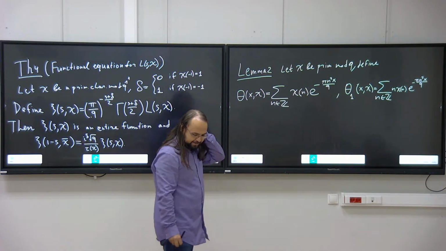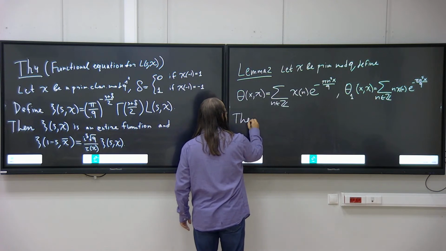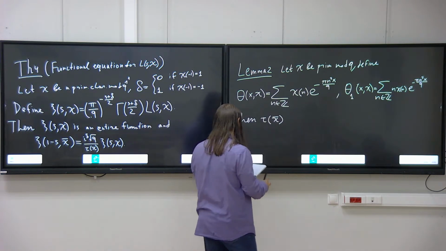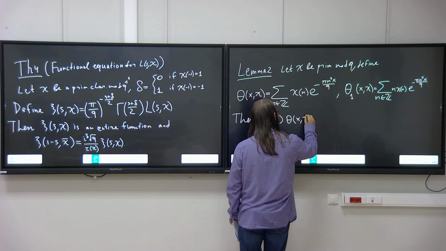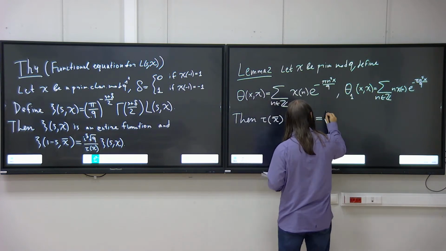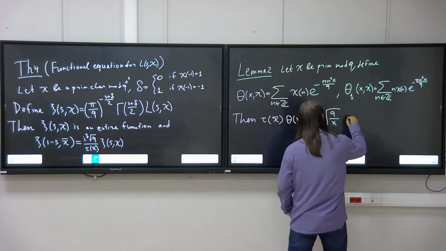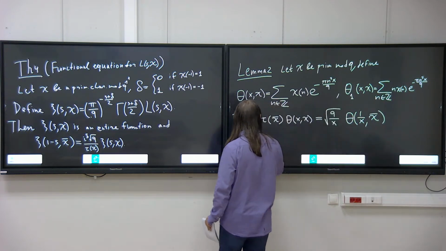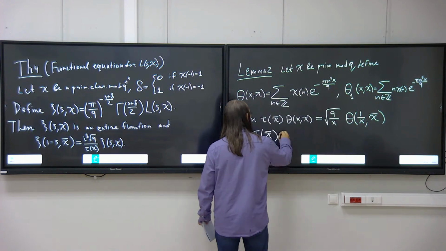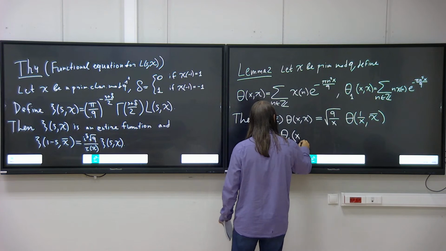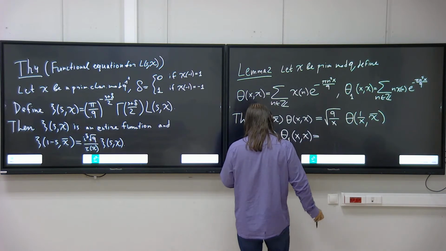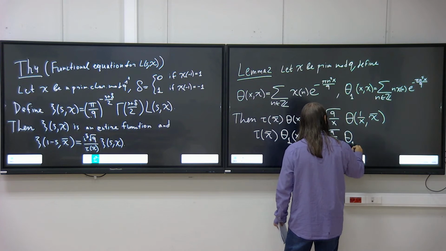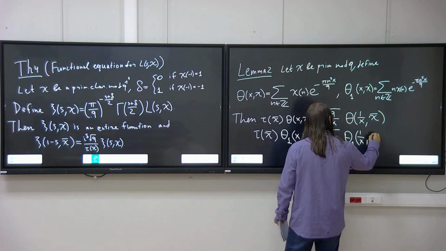Okay, so what is the statement of the lemma? Then we have the following. Tau of chi bar multiplied by theta of x chi is equal to square root of q over x, theta of 1 over x chi bar, and tau of chi bar, theta 1 of x chi is equal to i square root of q over x cubed, theta 1 of 1 over x chi bar.